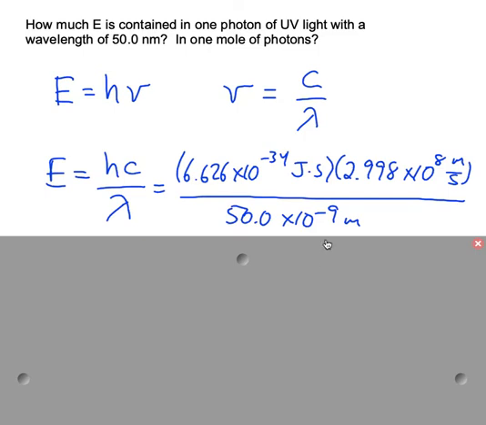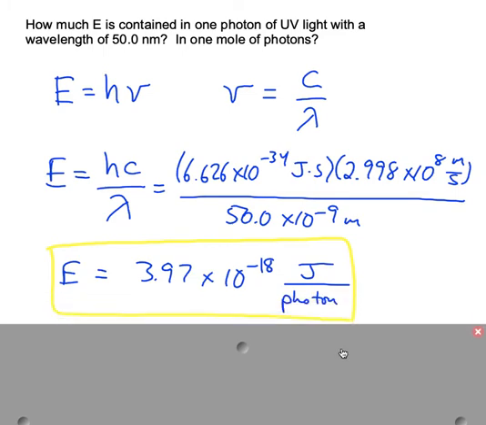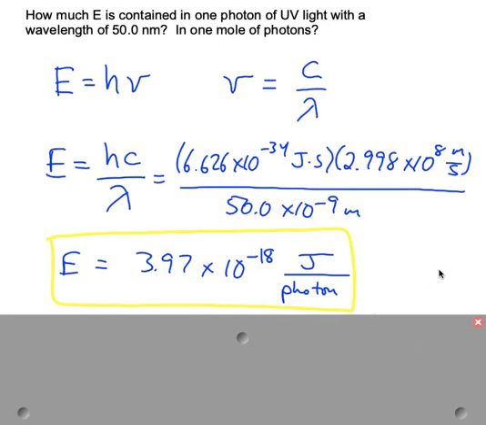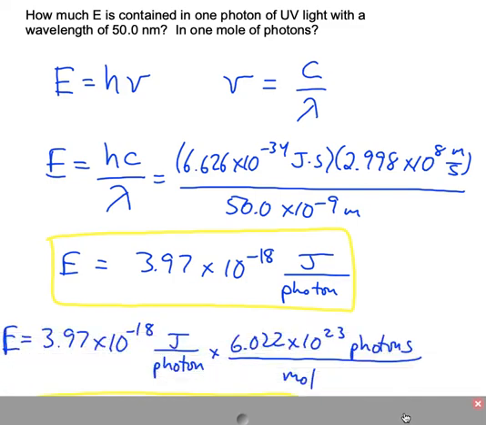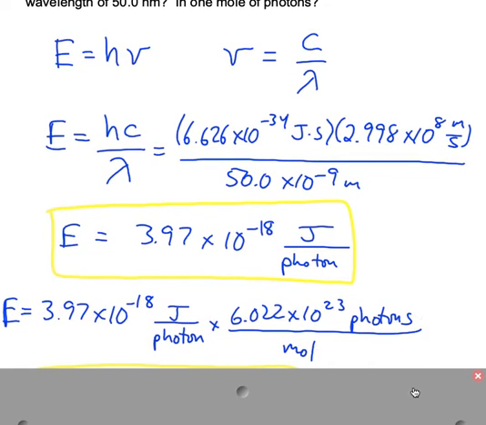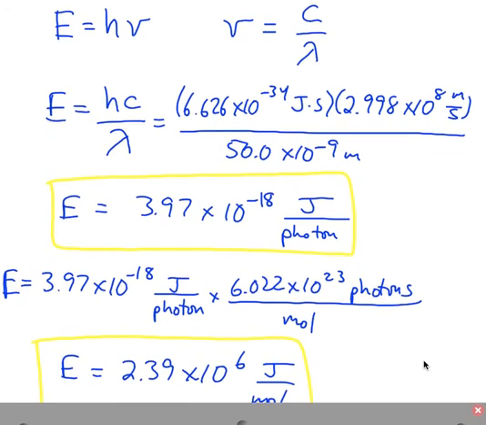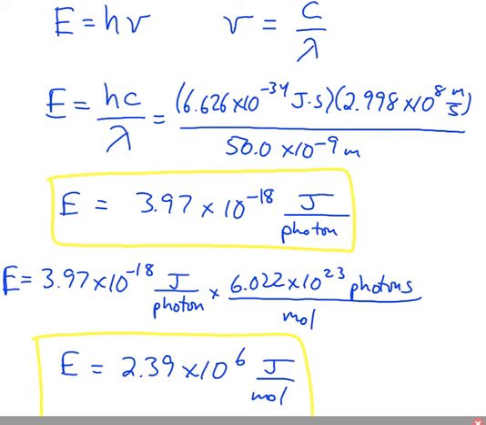You'll see that seconds cancel in the numerator, meters in the numerator cancel meters in the denominator. That leaves me with a value of 3.97 times 10 to the negative 18th joules, which I'll express as joules per photon because we're dealing with a single photon. The question further asks, how much energy is in 1 mole of these photons? Well, how many photons are in a mole? How many of anything is in a mole? Of course, Avogadro's number. So to convert from joules per photon to joules per mole, I'll simply multiply the energy calculated in the first part by Avogadro's number of photons per mole to give me a value of 2.39 times 10 to the 6th joules per mole, which is a lot of energy.